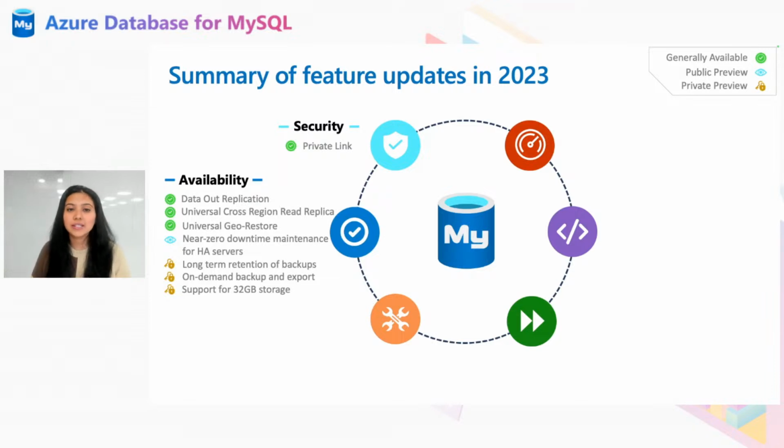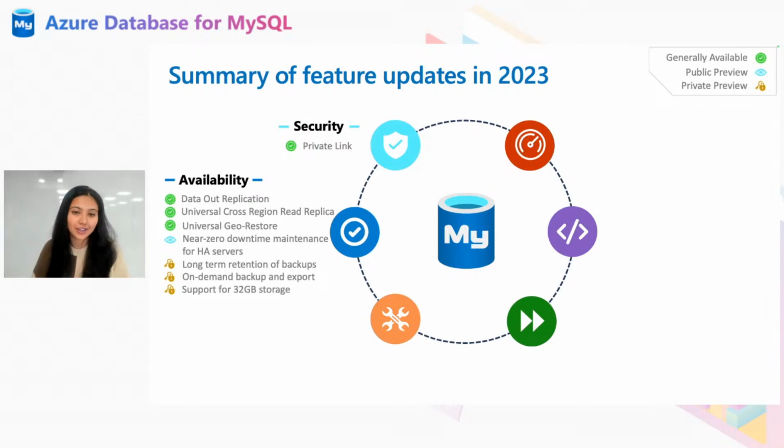We also released, and this is a little more recent one, in public preview in December, near zero downtime maintenance for HA-enabled servers. More about this will come soon in the upcoming sessions, but I'll leave you at that for now. Then we had long-term retention of backups, which is currently in private preview. Previously, our service allowed for automated backups and on-demand backups to be retained up to 35 days.